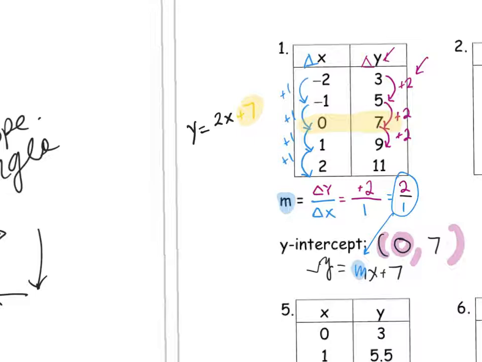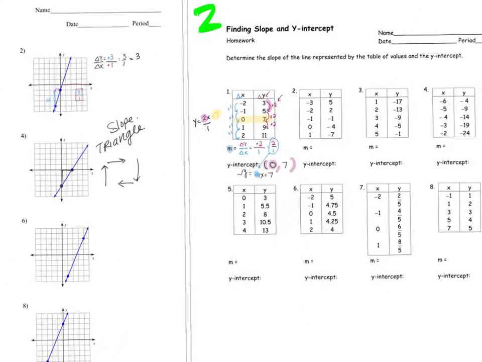And how did you get 2? Because I'm increasing 2 over 1. But I don't need the 1, right? Because 2 divided by 1 is 2. All right.